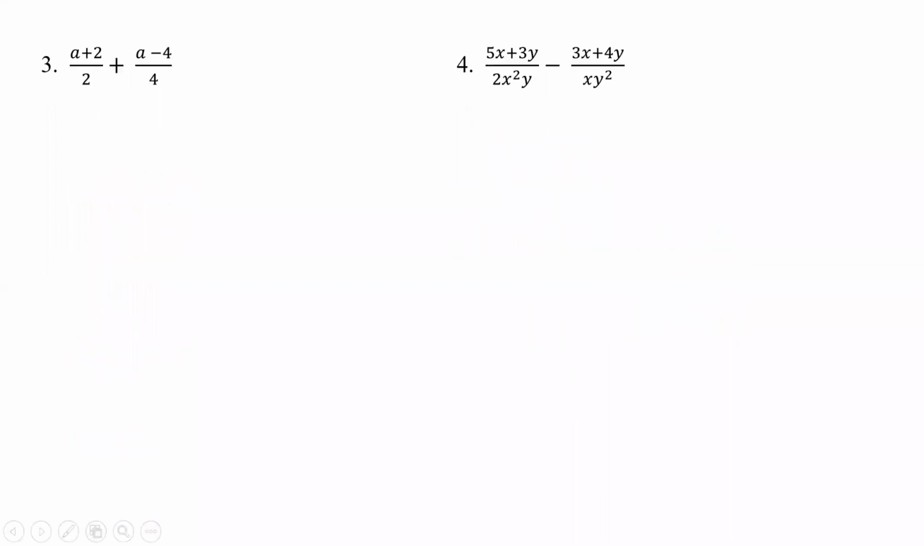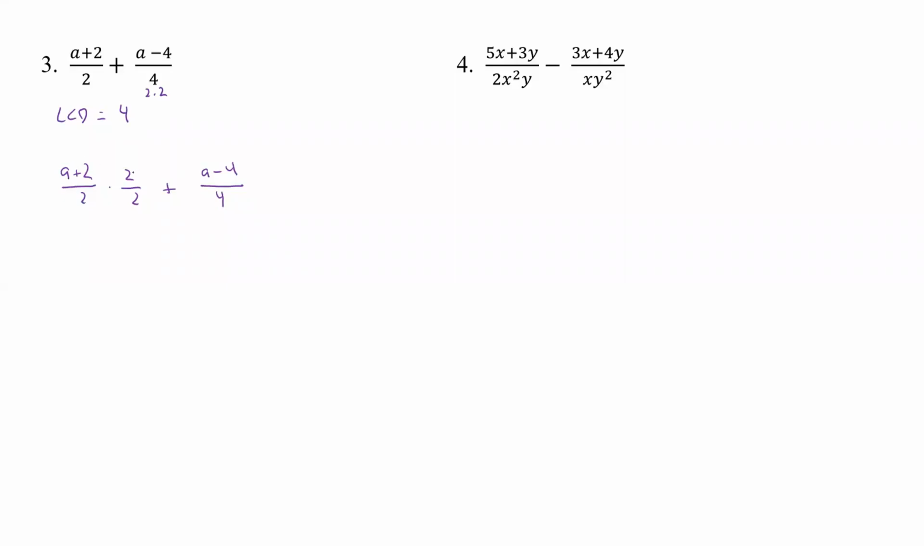All right, first one here, it looks pretty easy. We just have a 2 and a 4 in the denominator. And so our LCD is actually going to be 4, because that's 2 times 2. And so what we have to do is multiply our first rational expression, a plus 2 over 2, times 2 over 2. Now then it's plus. Now this one we already have the same denominator, so we just have a minus 4 over 4. And so now we simplify.